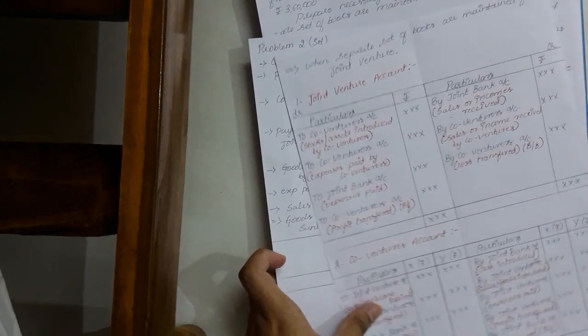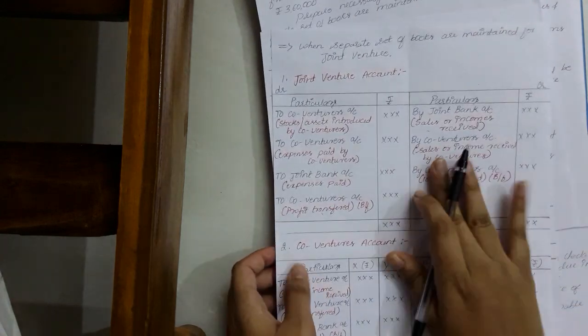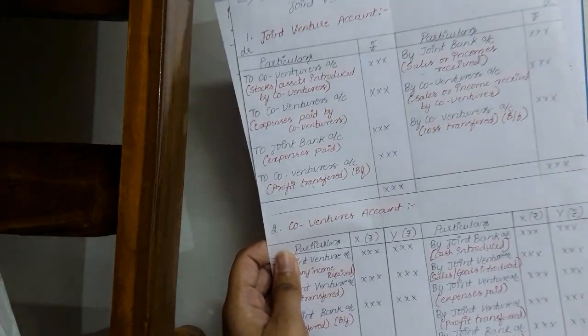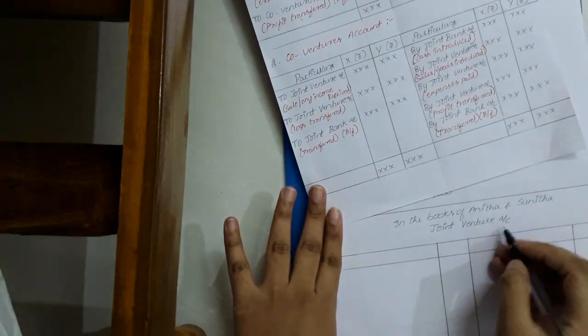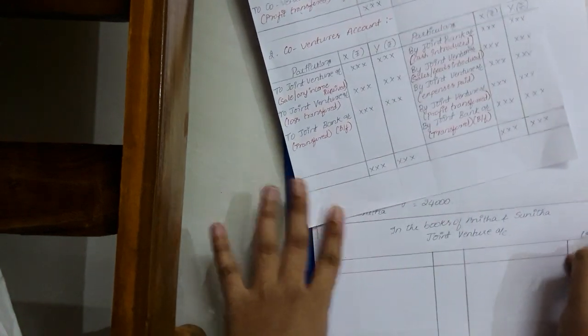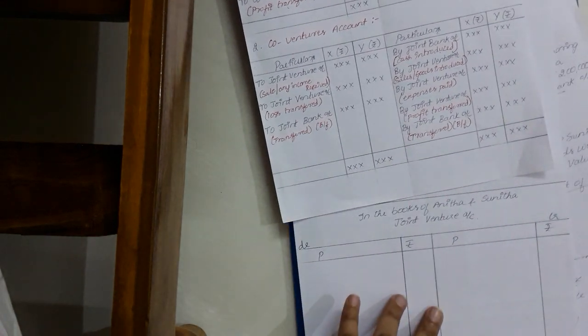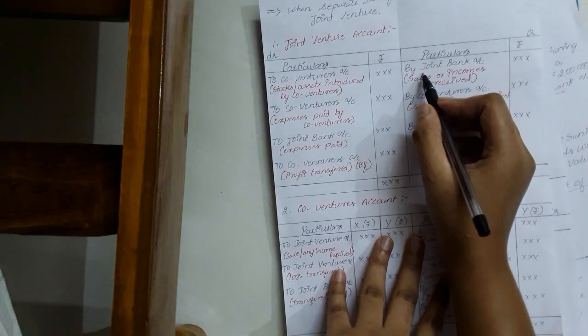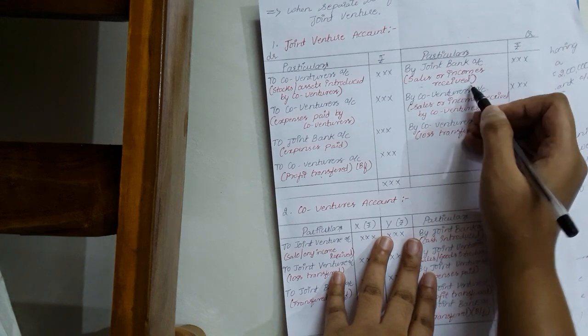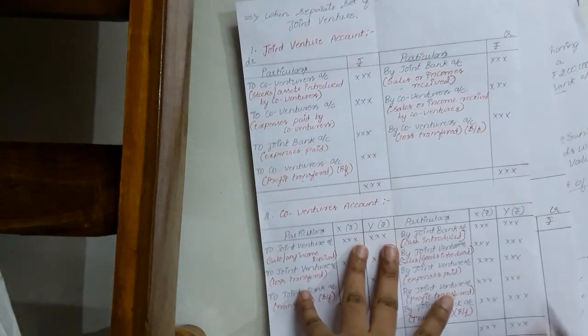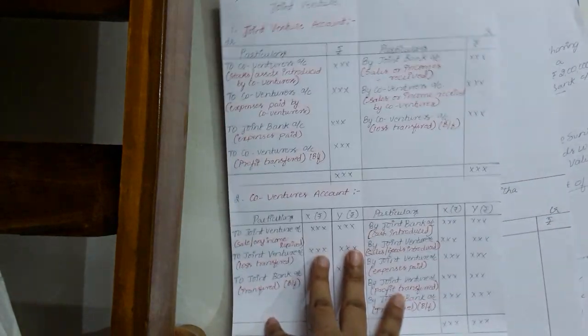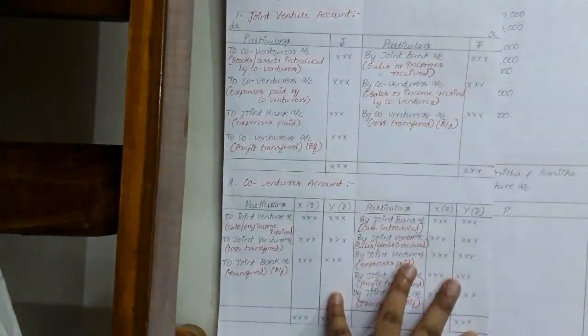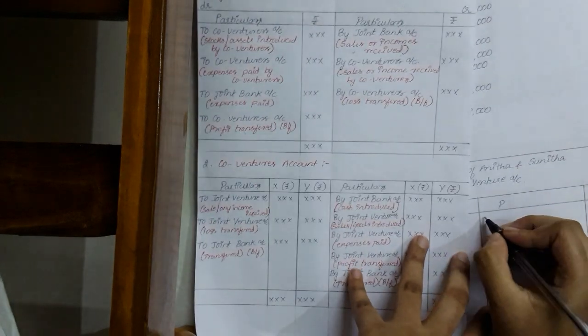So now, next, coming to the joint venture account. We will need to prepare the joint venture account, right? How to prepare this joint venture account in the books of Anita and Sunita? Joint venture account, debit, credit, particulars, rupees, particulars, rupees. Next, on the credit side, by joint bank account, sales or income received. If any sale has been made, or any income has been received, you need to enter it. In the question we have the sales, right?